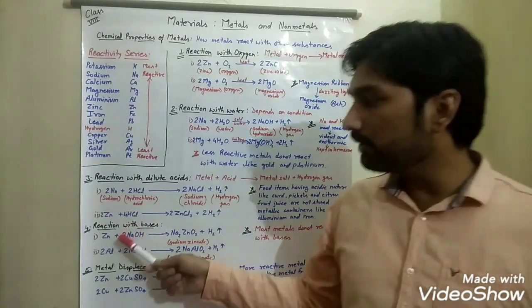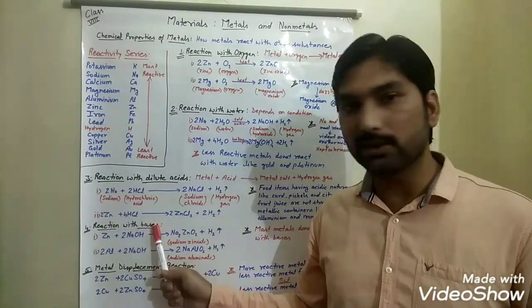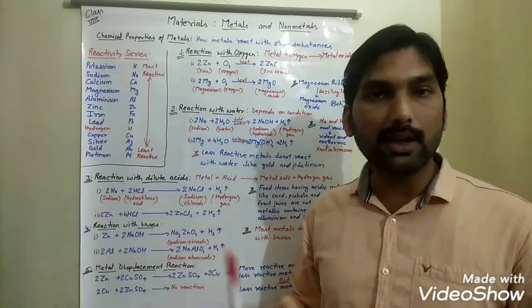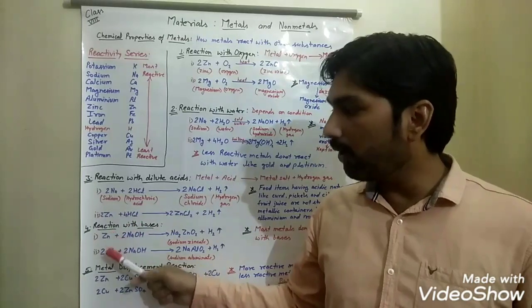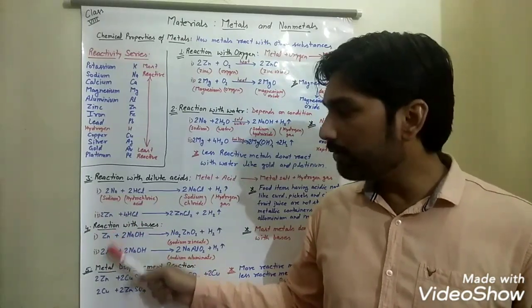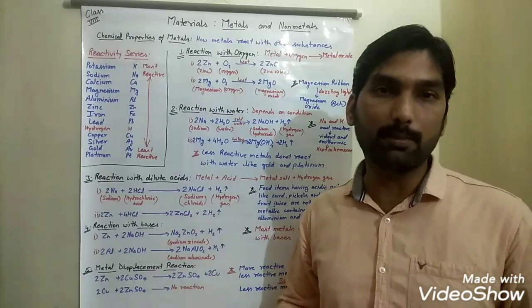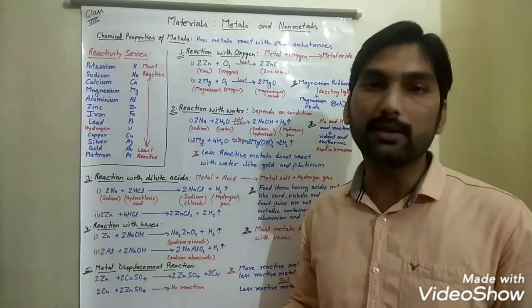So what is the next reaction? Reaction with bases. Generally metals are not going to react with bases, but zinc or aluminium, these two metals, are going to react with bases in some conditions.